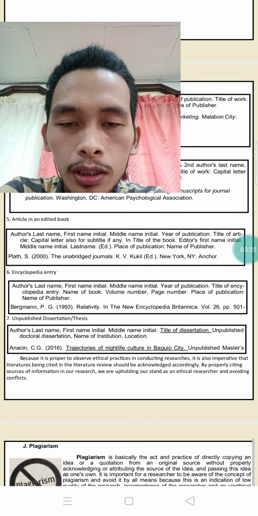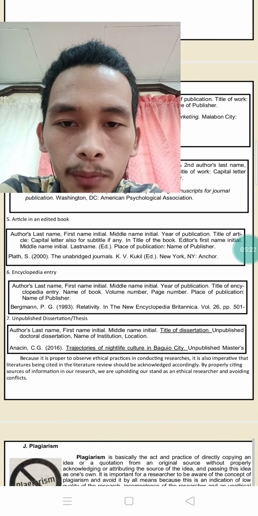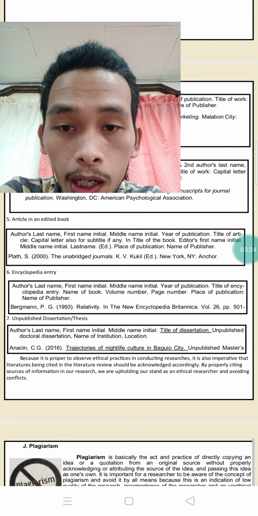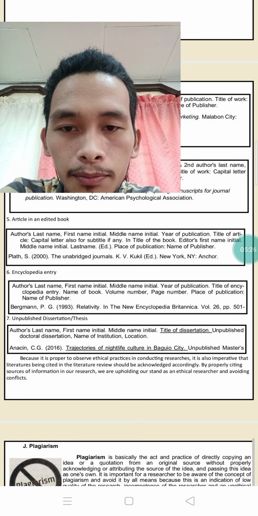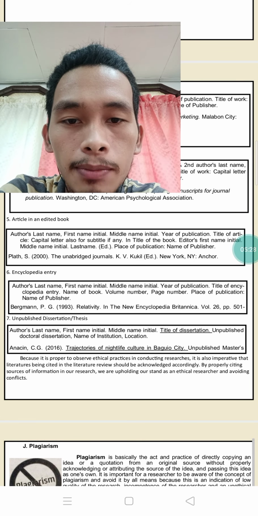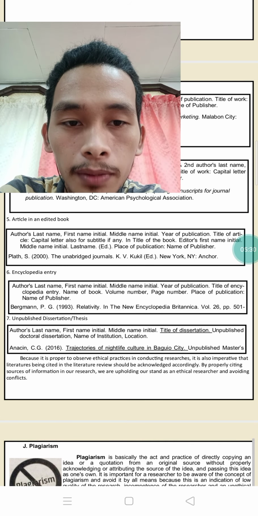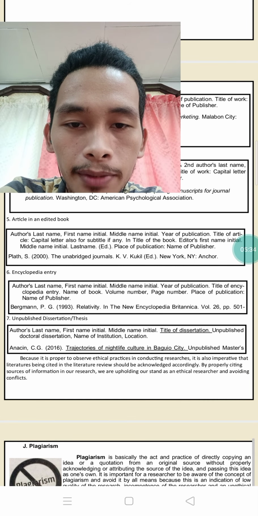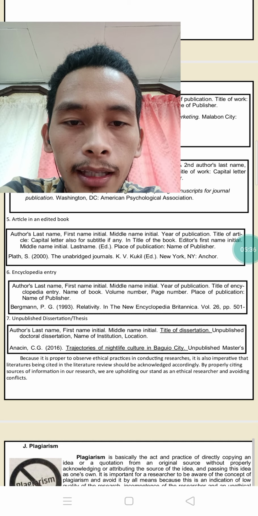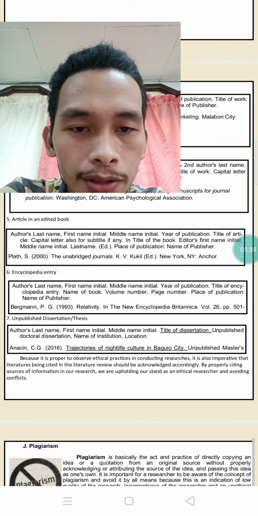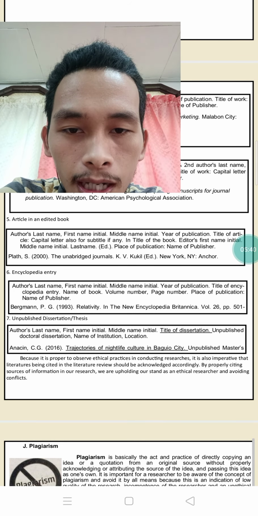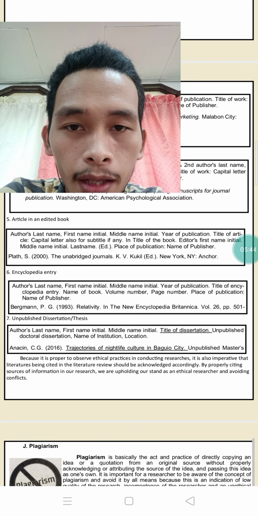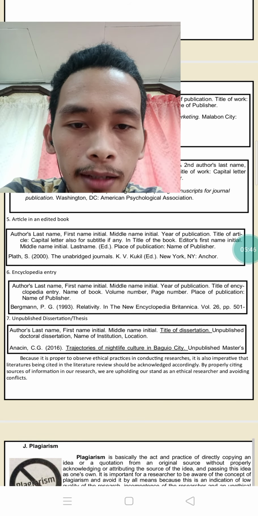In an edited book, it is the same with journal, but you have to emphasize the editor, diba? Article in an edited book: author's last name, first name initial, middle name initial, year of publication, title of article, colon, capital letter also for subtitle if any, and in title of the book, editor's first name initial, middle name initial, last name, and then Ed., the abbreviation for editor, and then place of publication, colon, and the name of publisher.